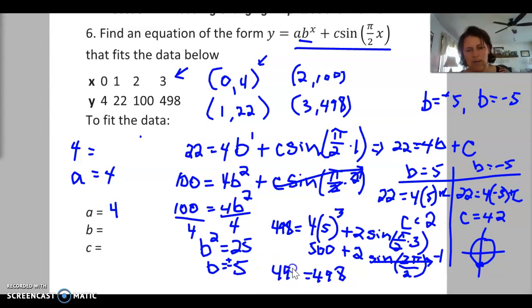And so I don't even have to go on to my negative because that proves that we have the right one. I was pretty sure of that anyway, just by looking at the data that they gave us and knowing that a negative b value gives us a decreasing exponential equation, and a positive b value gives me a growing exponential equation. So b then is equal to 5 and c is equal to 2. And we're done.